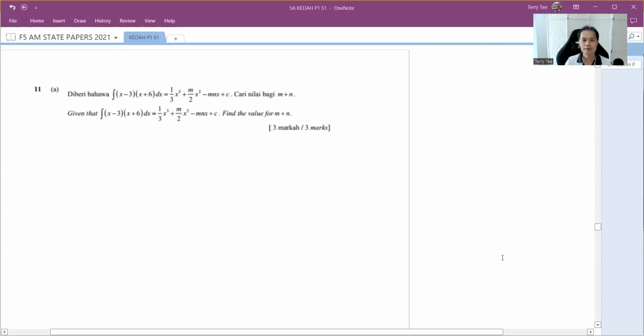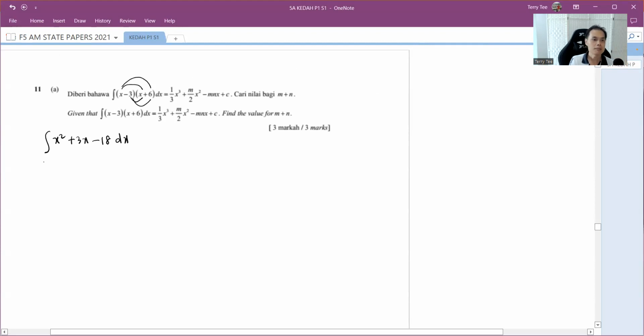Okay, let's move on to number 11. This is integration. The first part, A, you're supposed to integrate this and the result equals this. Well, we're just finding the unknown value. So first of all, you need to expand this bracket. This will be x squared, right? This is 6x minus 3x, which gives us 3x. And the last one is minus 18 dx.